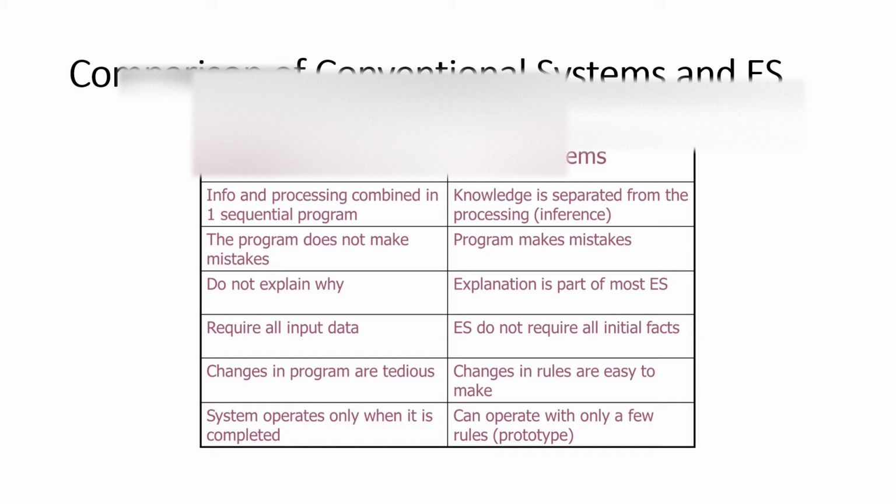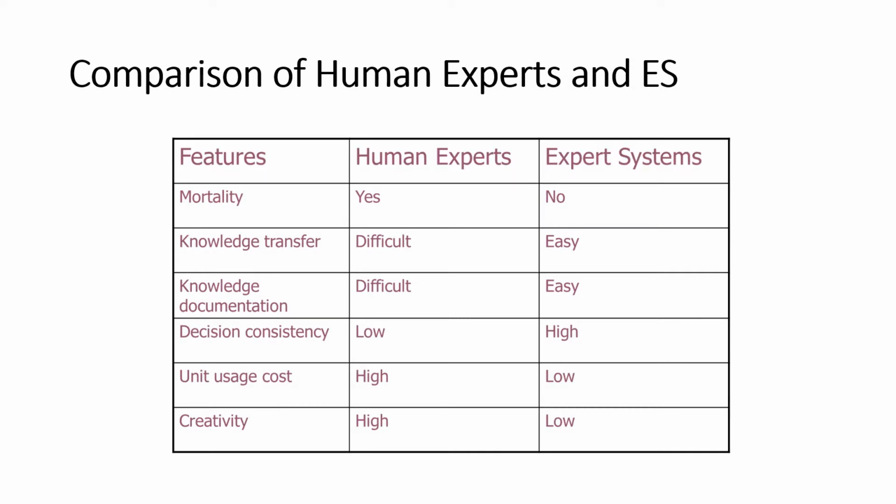But in expert systems, the program makes mistakes. In case of conventional systems, they do not explain the why. The reasoning process is not explained. But in case of expert systems, explanation is part of most of the expert systems. Okay, so these are some of the differences between conventional systems and expert systems.